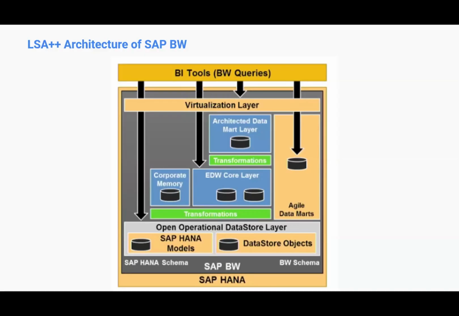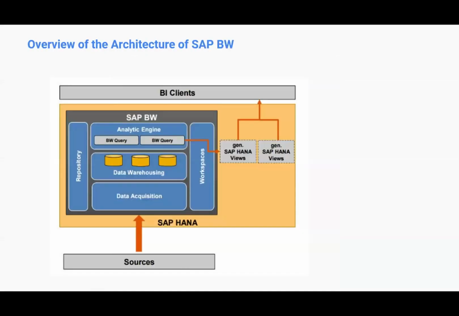So here you see we are not talking about any other database. At the bottom you have the SAP HANA database. Then within this gray box it is now called the BW schema, and you also have the SAP HANA schema. Earlier you had the data acquisition layer. Initially when you get the data from the source, if you recollect this diagram, it has this lower blue box. The data acquisition layer was the first layer where data was brought into BW.